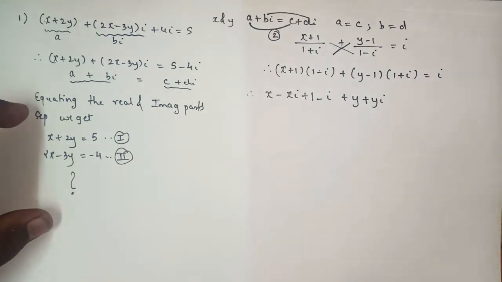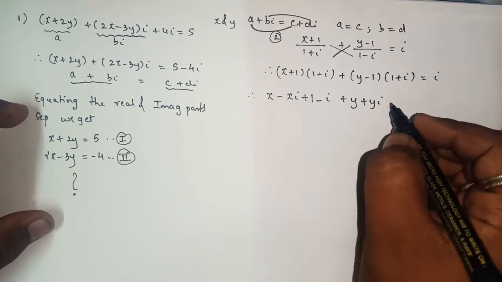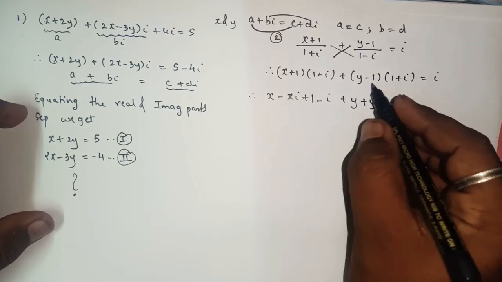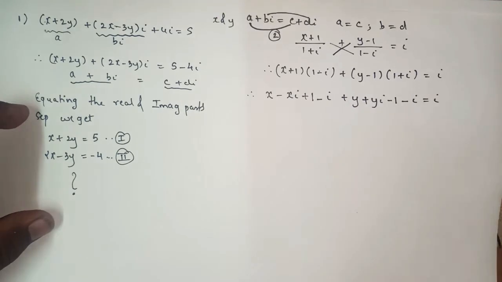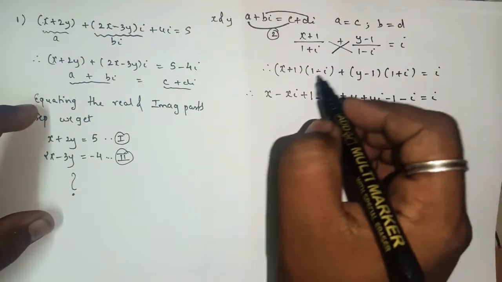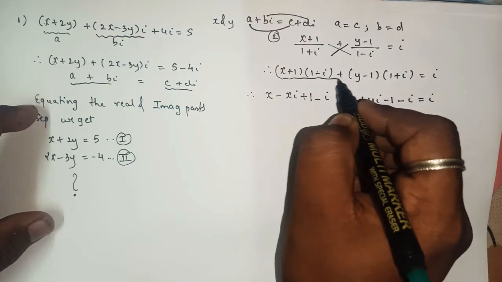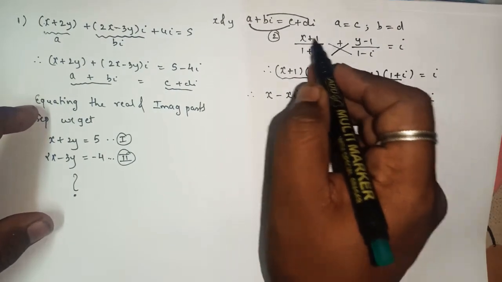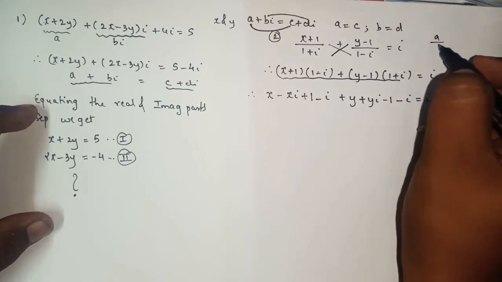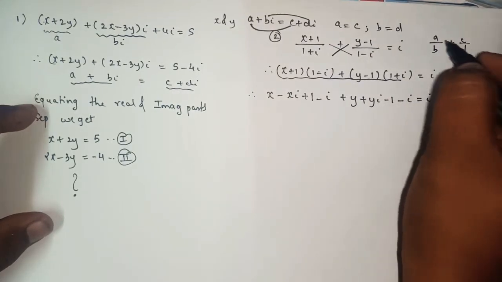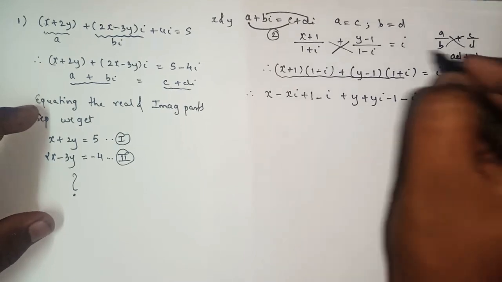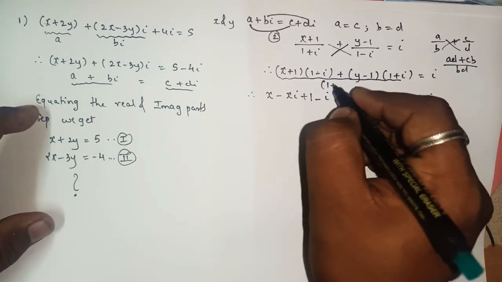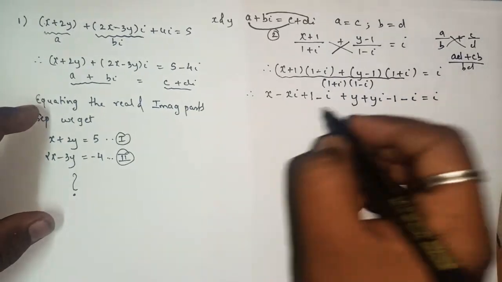Then after that, bracket open with minus 1, so this will be minus 1, minus plus minus 1 into i, it is i, equals to i. Understood till here? Okay, here I forgot a step. As you cross multiply, a upon b plus c upon d will be ad plus cb upon bd, yes or no. So here I forgot to write 1 plus i and 1 minus i, yes or no.